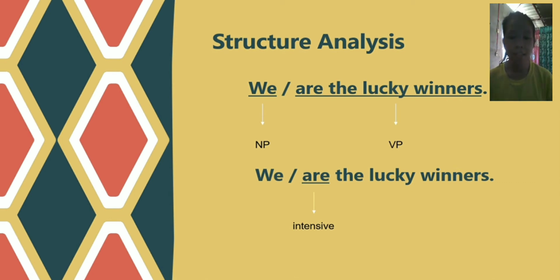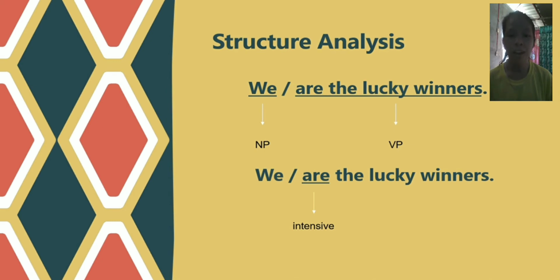So the first thing to do in doing the structure analysis step by step is to identify where to cut the sentence in order for us to know where the subject and the predicate are. In the sentence "We are the lucky winners," as you can see, we have cut it into two parts. We cut "are the lucky winners." So we cut it after the "we."